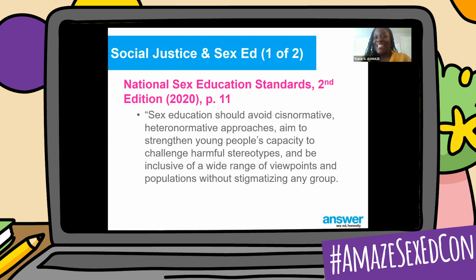In the United States, we have the National Sex Education Standards, the second edition for which was introduced earlier this year. And this is just some text from page 11 of those standards that was very clear that social justice and sex ed come together. And so the specific quote begins as follows: sex education should avoid cis-normative, heteronormative approaches, aim to strengthen young people's capacity to challenge harmful stereotypes, and be inclusive of a wide range of viewpoints and populations without stigmatizing any group.